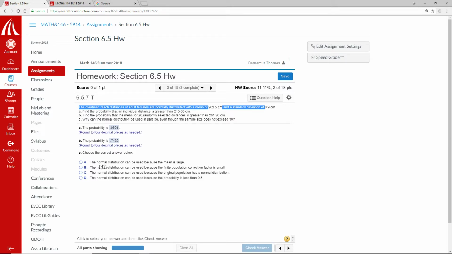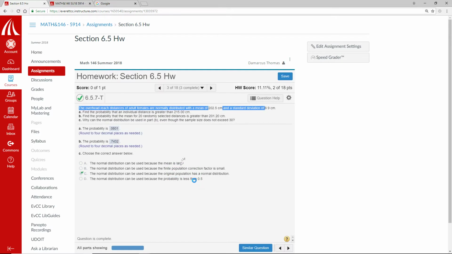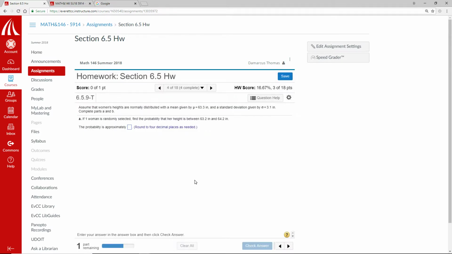So the normal distribution could be used because the mean is large? No. The normal distribution can be used because of the finite population correction? No. The normal distribution can be used because the original population has a normal distribution? Yes. And then also the normal distribution can be used because the probability is specified. So it's C. All right. We got those down.